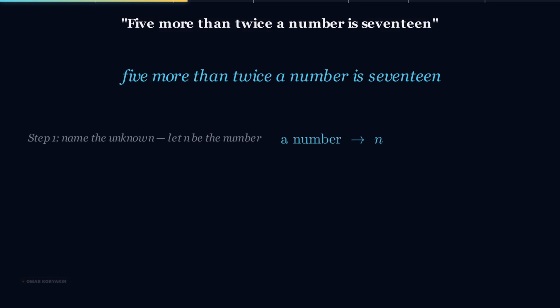Identify the unknown and assign a variable. The phrase "a number" names the unknown quantity. Let n equal that number. Now every reference to a number in the sentence becomes n in the algebra.